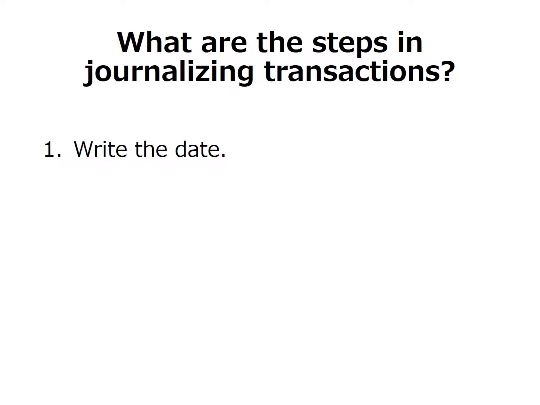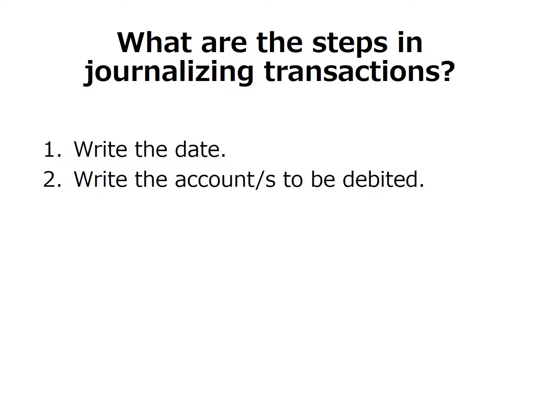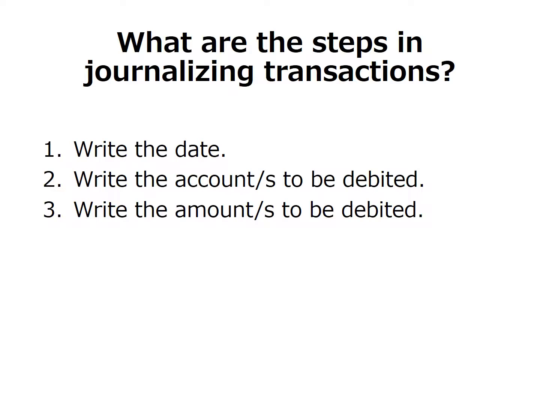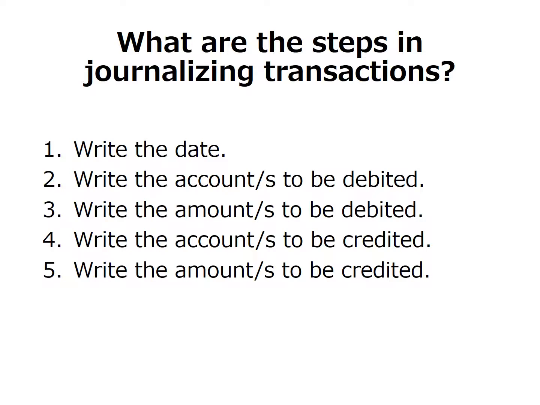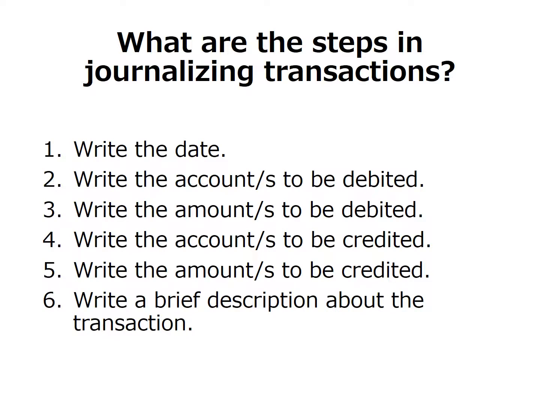What are the steps in journalizing transactions? First, we write the date. Second, we write the account or accounts to be debited. Third, we write the amount or amounts to be debited. Next, we write the account or accounts to be credited. Then, we write the amount or amounts to be credited. Next, we write a brief description about the transaction.